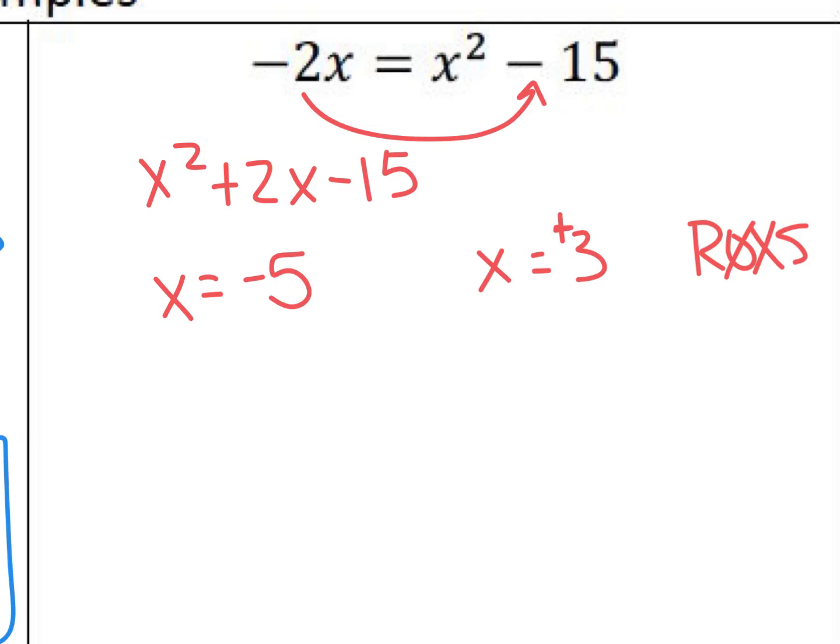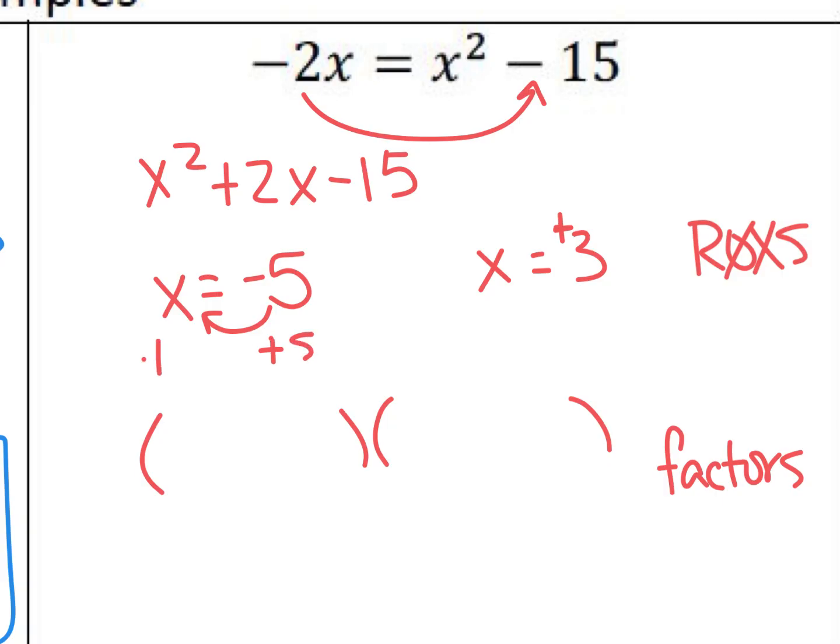Those are our roots. Make sure you know the difference between our roots, our zeros, our x-intercepts, our solutions, and our factors, okay? Factors, again, mean multiply. Everything needs to be on the same side. So if I'm going to move this -5 onto the same side, what am I going to do? We're going to add it. Good. So what's my factor? X plus 5. What am I going to do with this 3? We're going to subtract it. What's my factor? X minus 3.